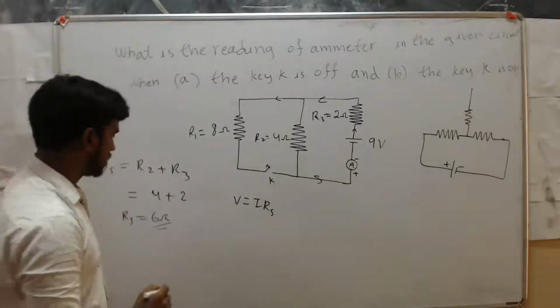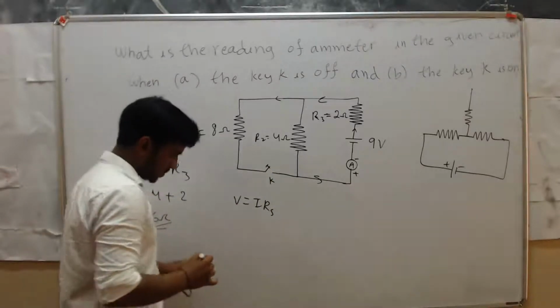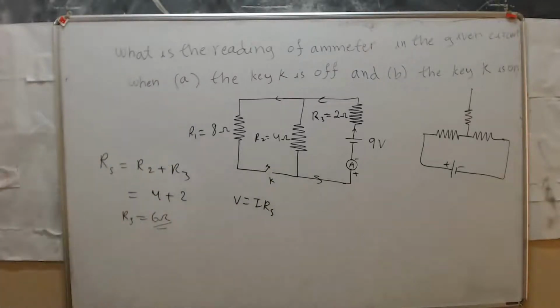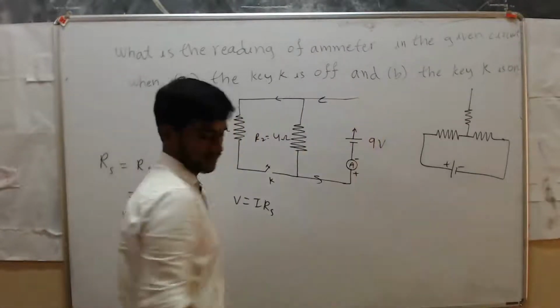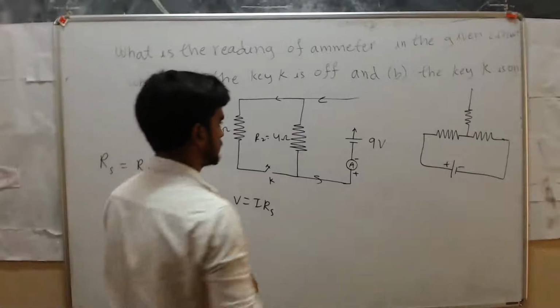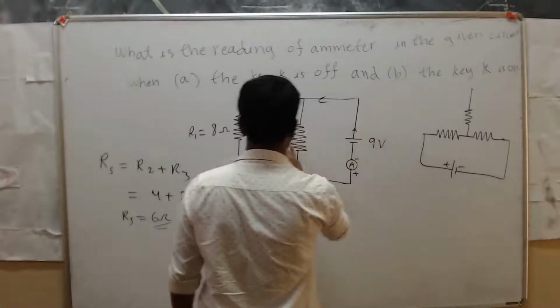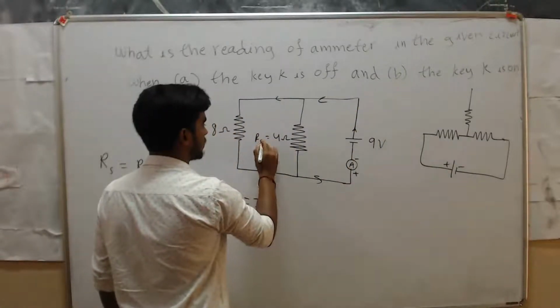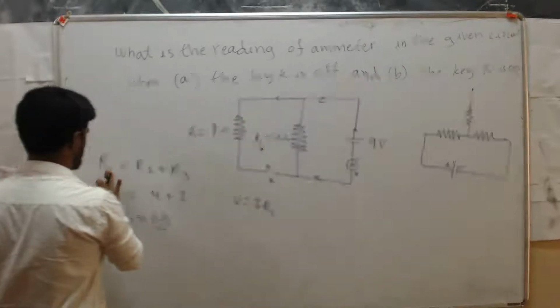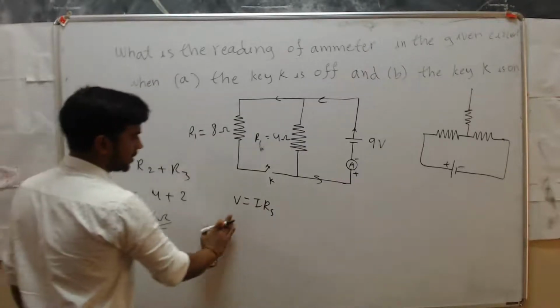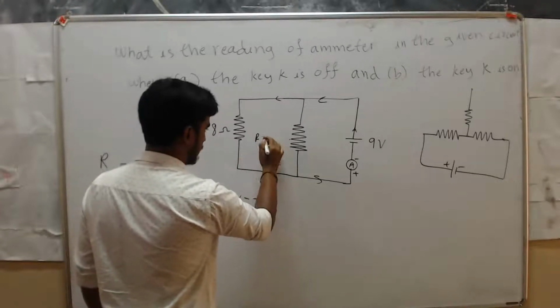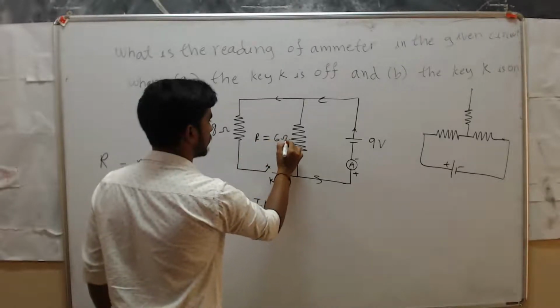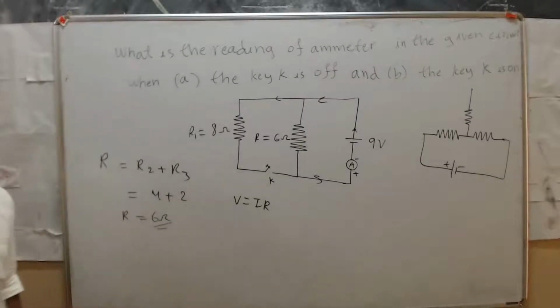Okay? Next. Now you can redraw this circuit as here. You can redraw this circuit like this. Take R only, don't take RS. You get confused, okay? So now R is equal to 6 ohm. Okay? So you can redraw. R is equal to 6 ohm.